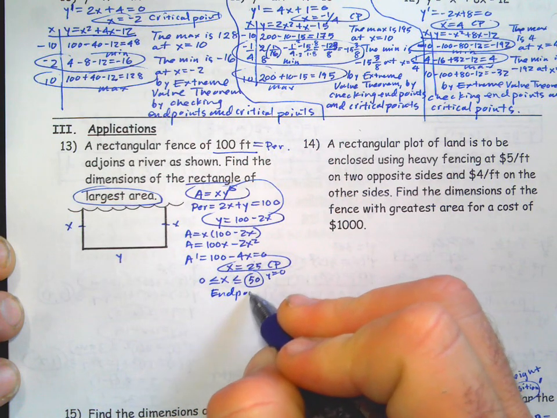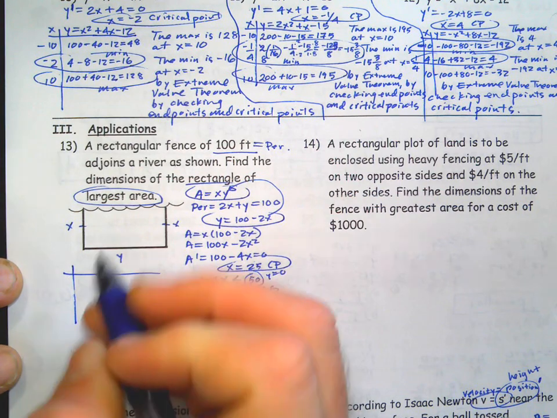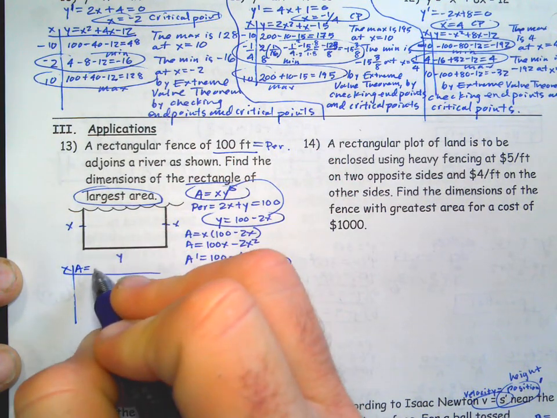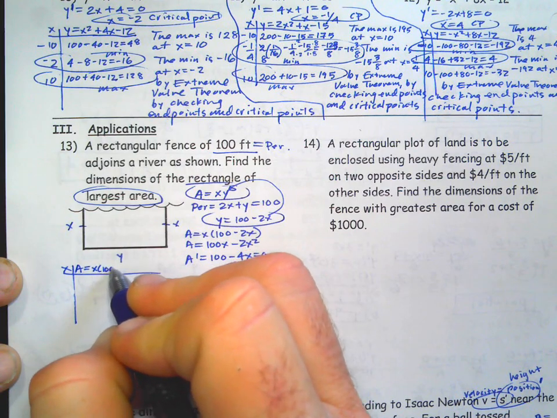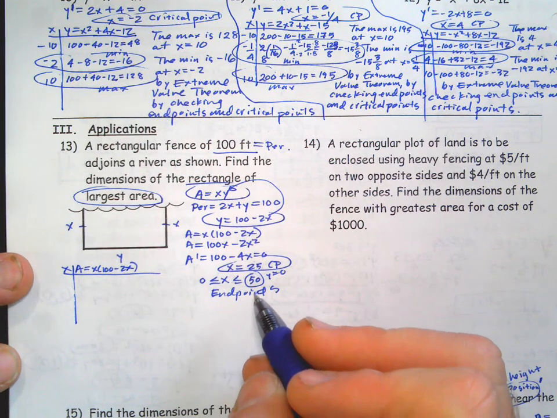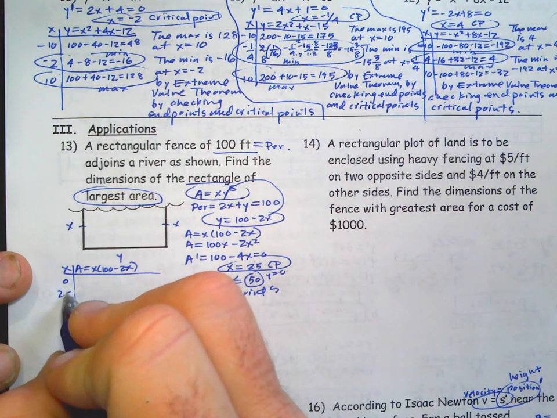So then we're going to create a table like we've been doing on the other problems. x, area, x times (100 minus 2x). I like using the factored version for my tables. It just makes it easier to do in my head. 0, 25, 50.